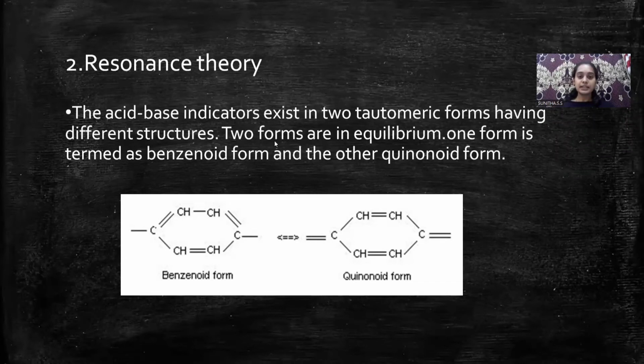The acid-base indicator exists in two tautomeric forms having different structures. The two forms are always in equilibrium. One form is termed the benzenoid form and the other is termed the quinonoid form.